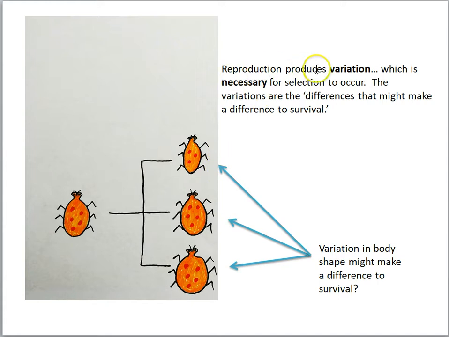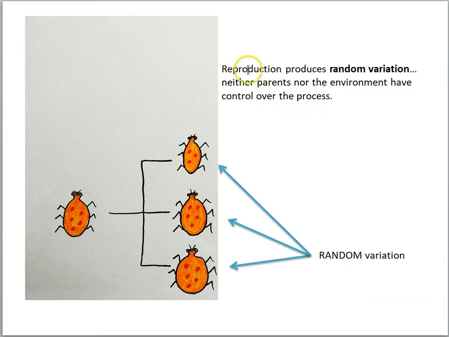Now, reproduction produces variation, which is necessary for selection to occur. The variations are the differences that might make a difference to survival. Without variation, there can be no selection process. Nobody would have a relative advantage. It's important to note that reproduction produces random variation. Neither the parents nor the environment have control over the process that produces this variation.